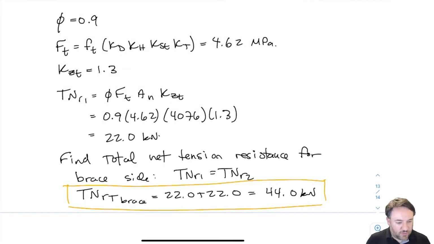Okay, so I'm going to put one final cut here, and the last video will be a short one where we sum up and check all of the resistances against all of the individual requirements. So in this video, we looked at all of the parallel to grain and perpendicular to grain resistances for both the beam side of the member and the beam side of the connection and the brace side of the connection.